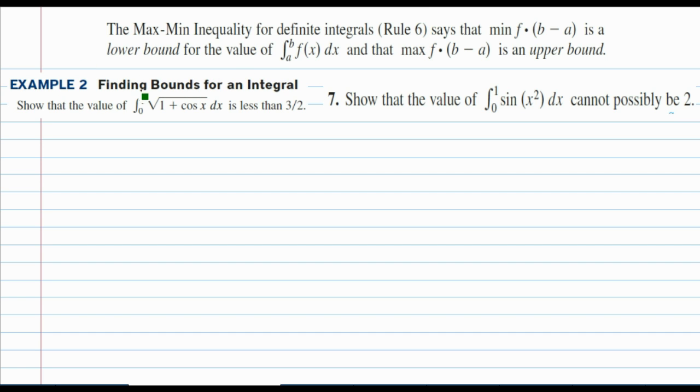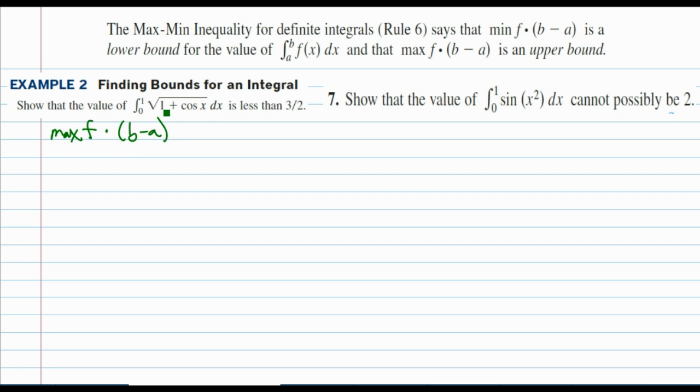Show that the value of the integral from 0 to 1 of the square root of 1 plus cosine of x dx is less than 3/2. Okay, so we need to show that it's less than 3/2. I'm going to find its upper bound, and then if its upper bound is less than 3/2, then we know the integral has to be less than 3/2. So first of all, let's look at the maximum of f times b minus a.